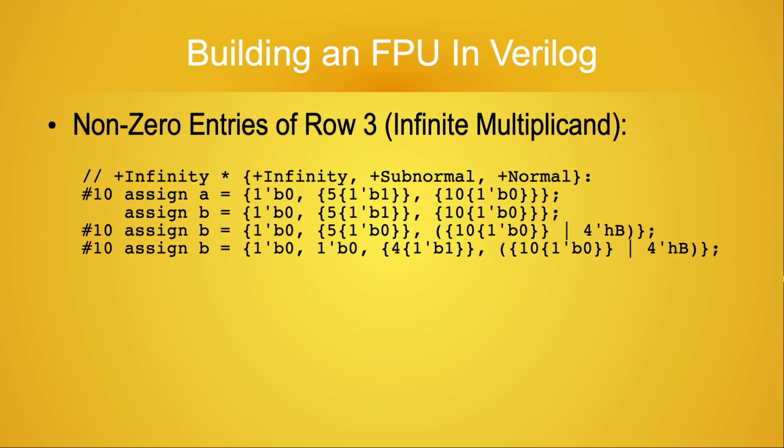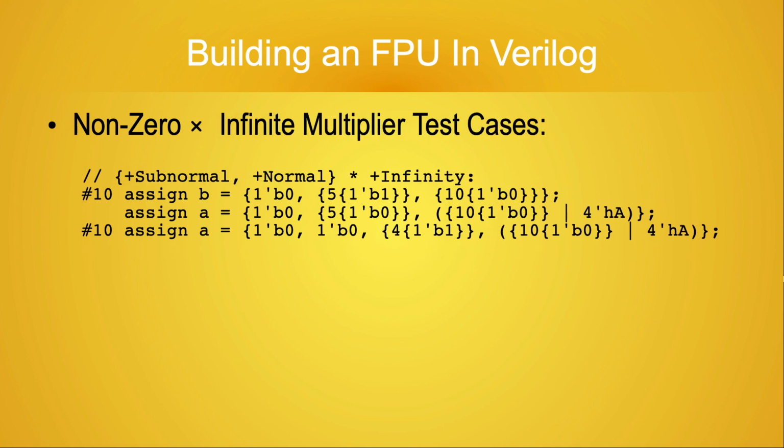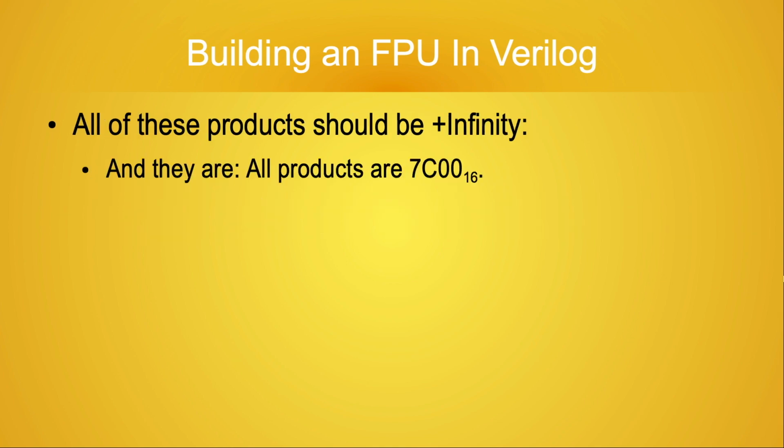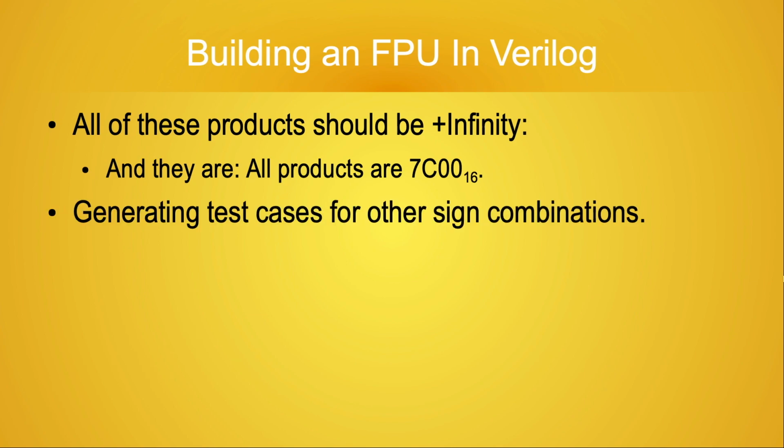I'll start with the cases where the multiplicand is infinite and the multiplier is non-zero. Here are the corresponding test cases for the non-zero multiplicands in column 3. These 5 cases should all return positive infinity. I could make 3 more copies of these 5 test cases and manually modify the sign bits to generate test code for the positive times negative, negative times positive, and negative times negative cases, but experience tells me that this is just begging to introduce typos.